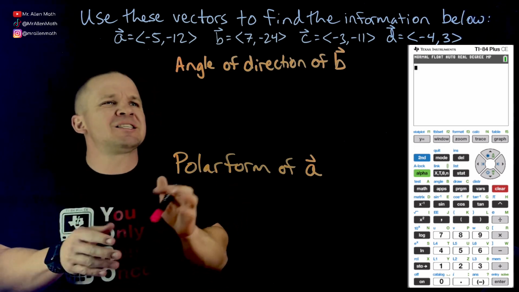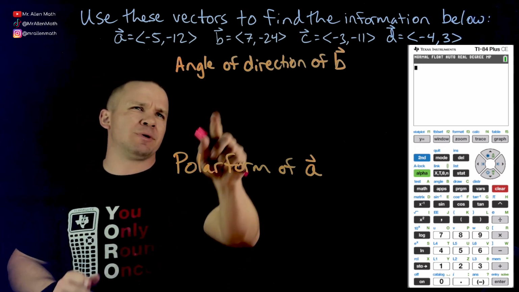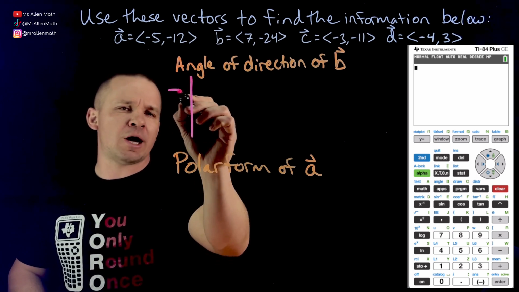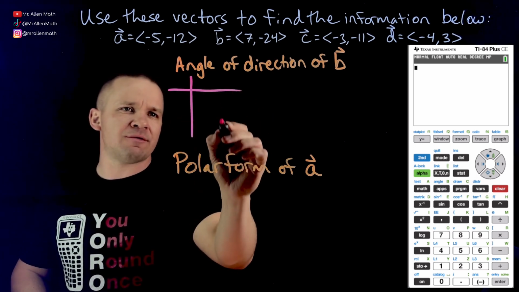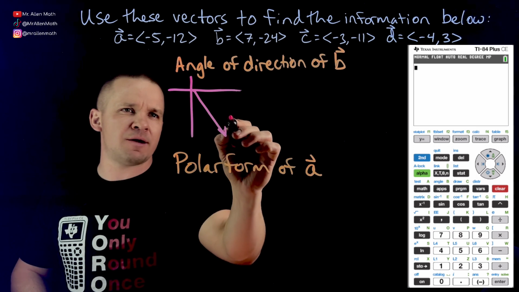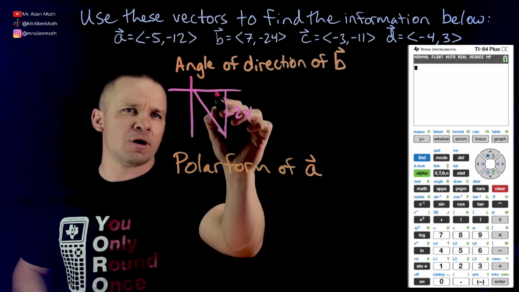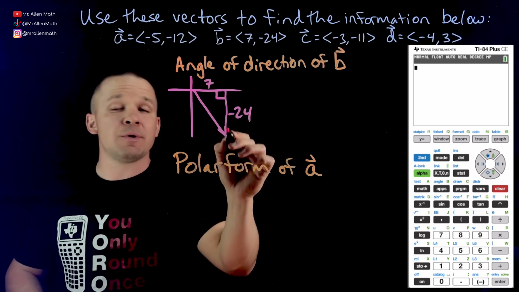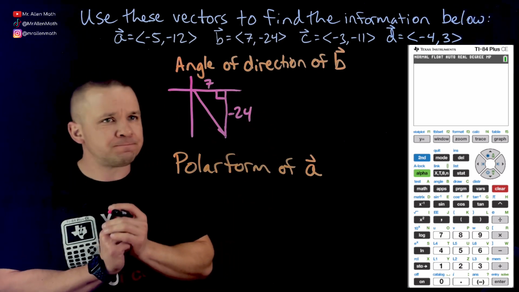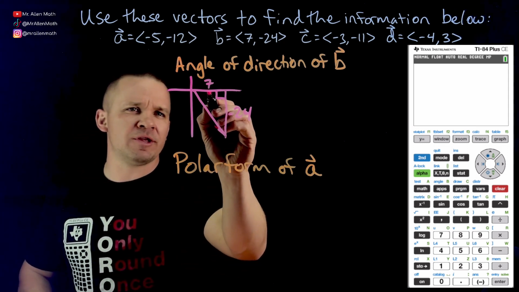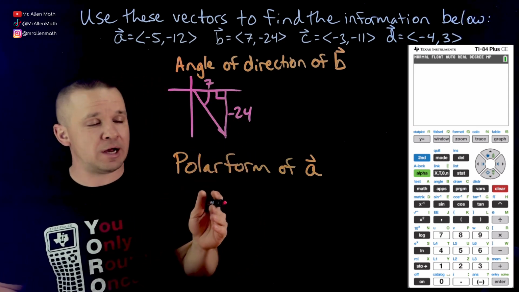Well, how about this? Let's sketch a little picture, right? We've got 7, then 24, so we're going to be in that 4th quadrant, if you will. So over 7, down 24, something like this. And let's label that. This is negative 24. This is 7. That's going to be a right triangle. All right, I want the angle of direction, so I'm looking for maybe this angle right here, okay?